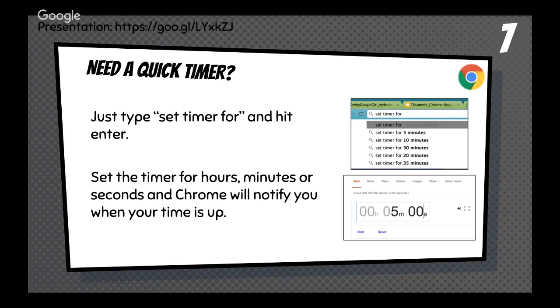Also, one of the cool things you can do in the Omnibox is to use a timer. So you can just type set timer for and hit enter. And this is a great one if you're doing like a time test for your students. You can say set timer for 5 minutes, and the timer will actually start in Chrome. And as you can see on the slide, you have the option to have volume, so it will actually sound a ringer when it gets to 0. Or you can make the timer full screen.